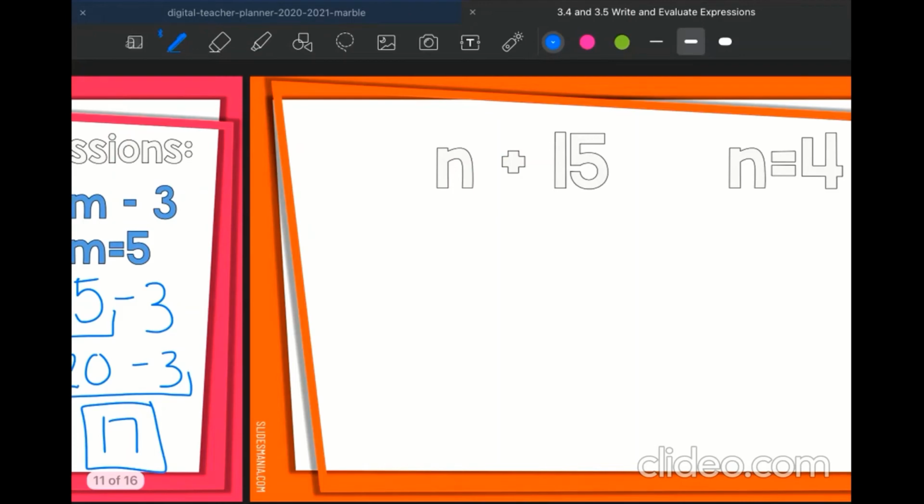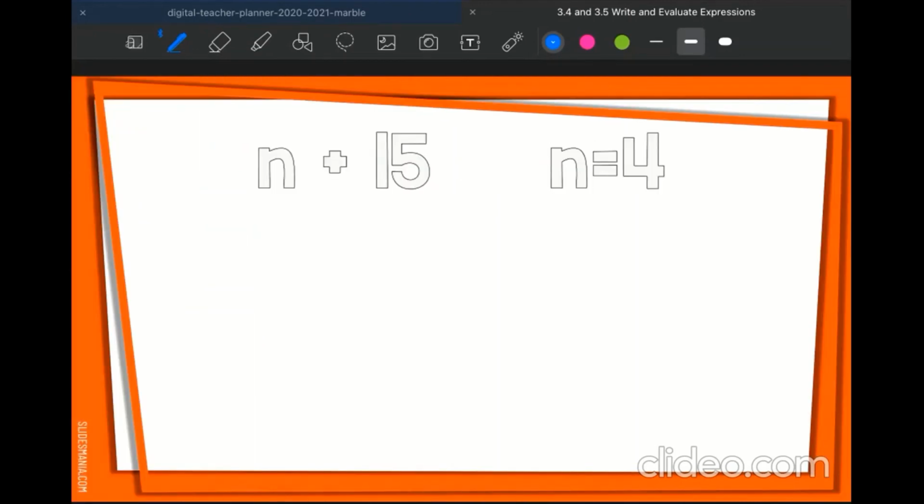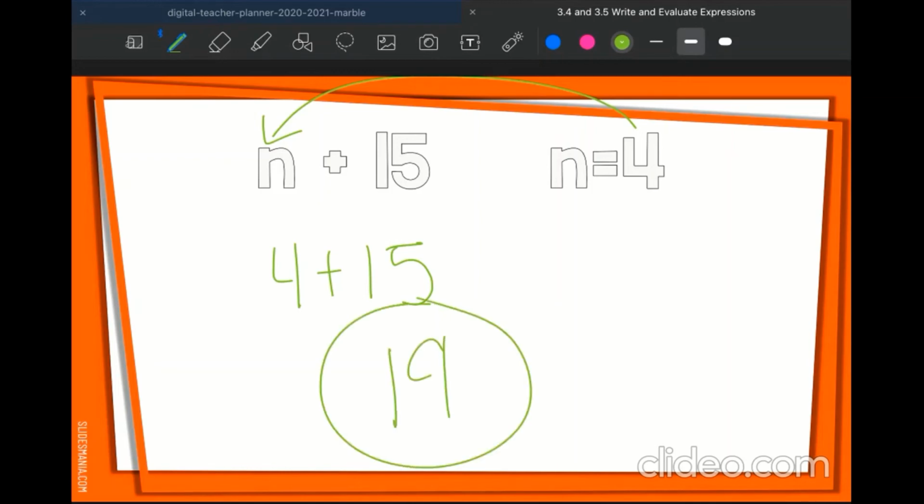All right, let's look at this problem. n plus 15, where n equals 4. So that means what am I going to do? Someone tell me what to do. Aubrey. Look at what n equals. 4. So substitute this 4 in for n. That would be 4 plus 15. And class, what is 4 plus 15? 19. Final answer.